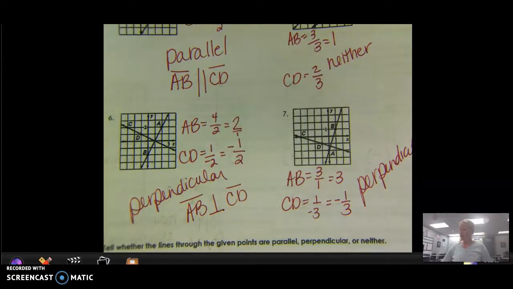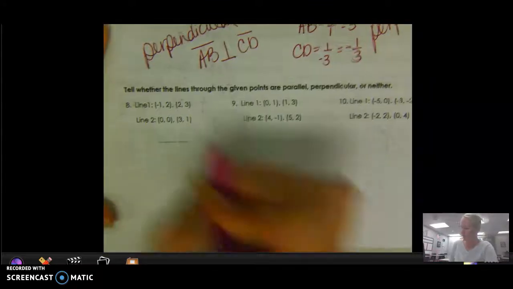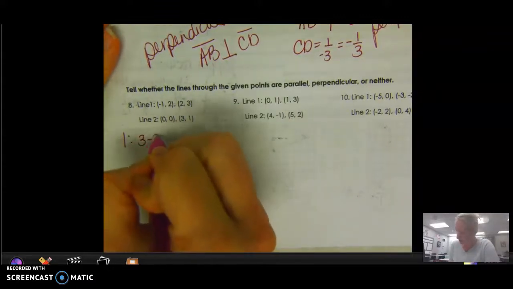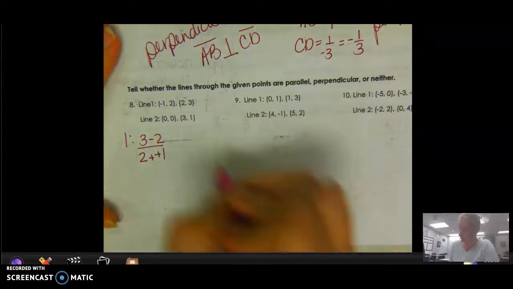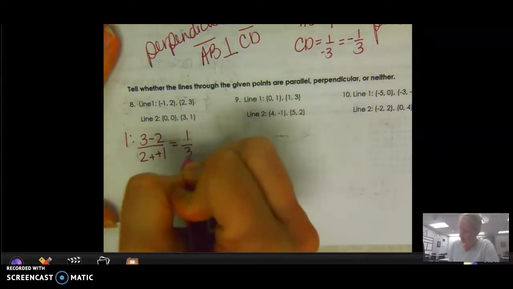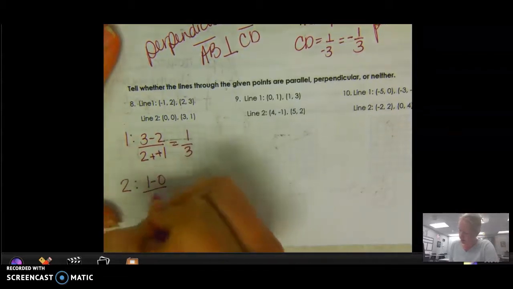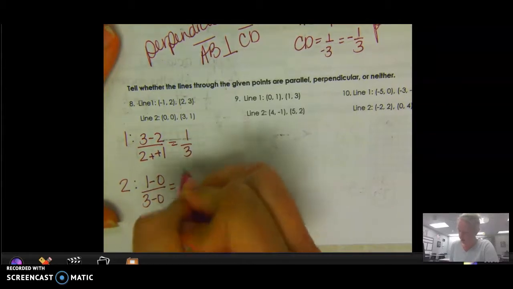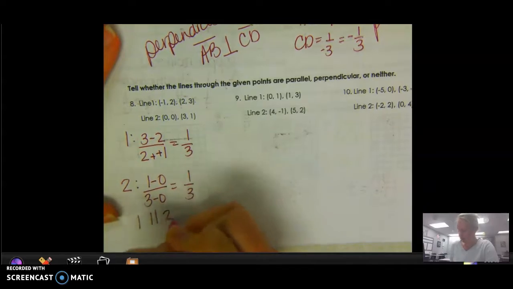Okay, tell if the lines through the given points are parallel, perpendicular, or neither. You're going to do the same thing, just put it into the formula. So y minus y over x minus x. So line 1, I would do 3 minus 2 over 2 minus negative 1. 2 negatives make a positive. So that gives me 1 over 3. Line 2, I would do 1 minus 0 over 3 minus 0. That gives me 1 over 3. Same, so 1 is parallel to 2.